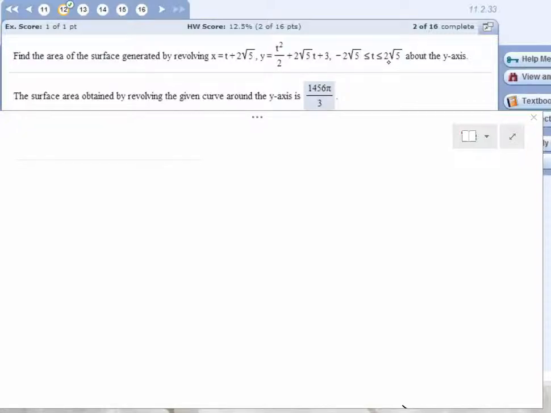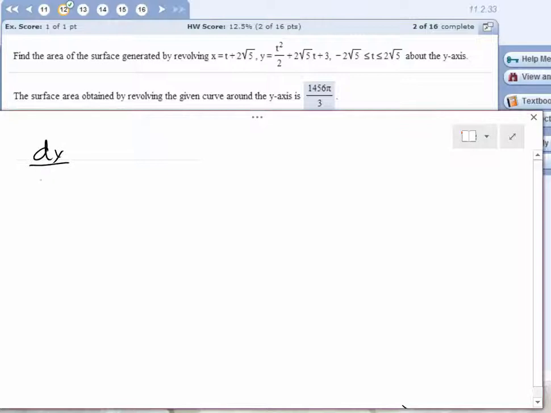You're going to need dx/dt and dy/dt. So dx/dt is just the derivative of t plus 2√5, so that's just 1. And dy/dt is the derivative of this. Well, the derivative of 2t divided by 2 is just going to be t, and then plus 2√5.